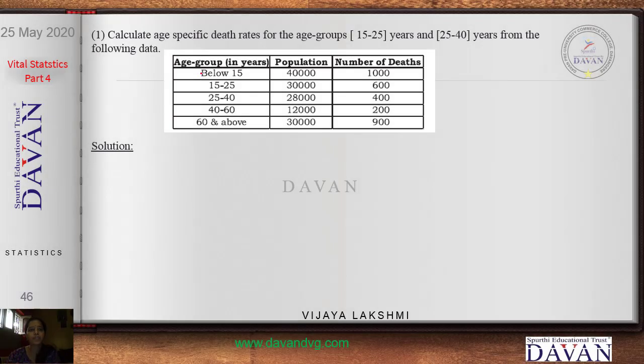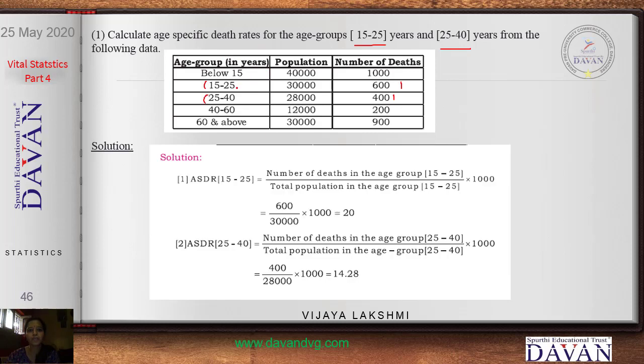A few problems on this. Calculate the age specific death rates for the age group 15 to 25 and 25 to 40, from the following data. For this problem, you have to find the ASDR only for the age group 15 to 25, taking the population as 30,000 and deaths as 600. And again for 25 to 40, it is 28,000 and 400 as the deaths.